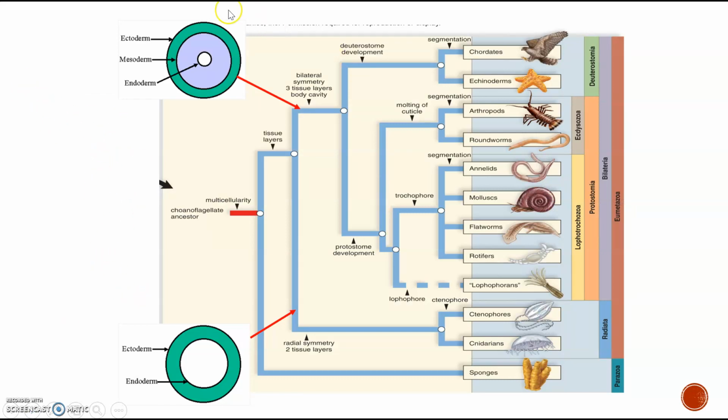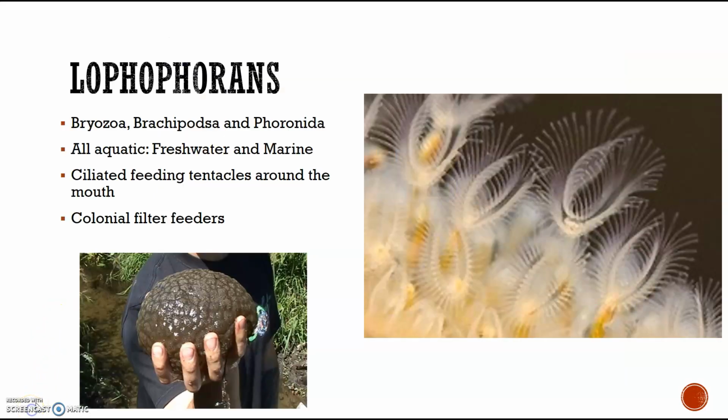So now we're going to talk about animals with a more complicated body plan, all right, with an ectoderm, a mesoderm, and an endoderm, and a body cavity inside of that. Right? So all of these animals are going to have that more sophisticated body plan. First ones up are the lophophorans. These are bryozoans, brachiopods, and Phoronidae. They're all aquatic. Some are freshwater, some are marine.